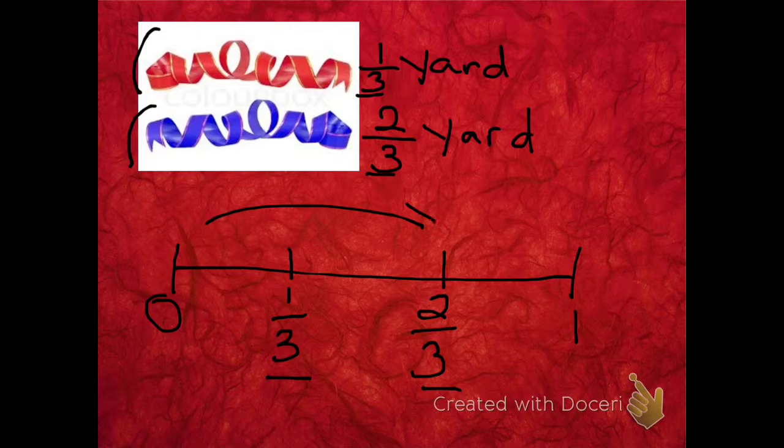2/3 is over more to the right than 1/3, which means 2/3 is greater than 1/3. That means that I have more blue ribbon than I do red ribbon.